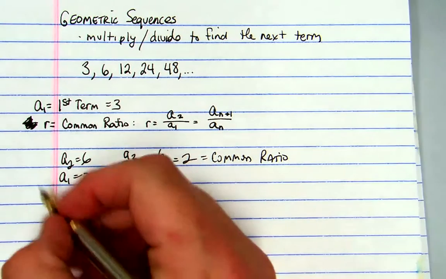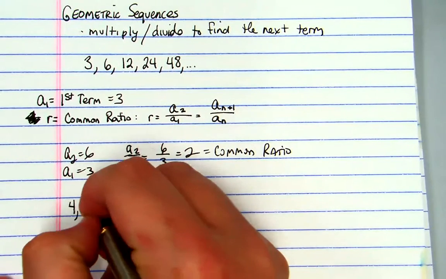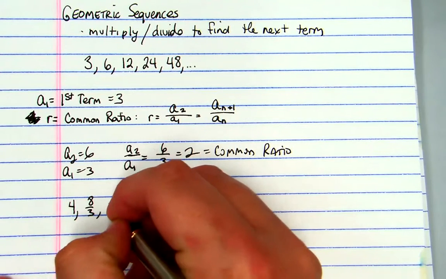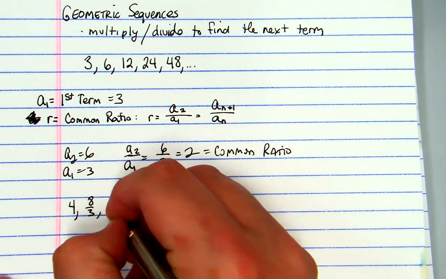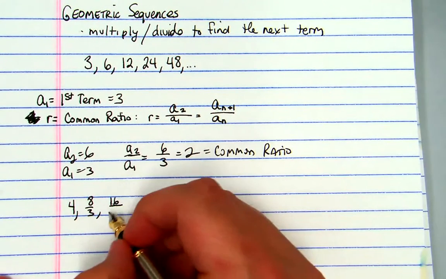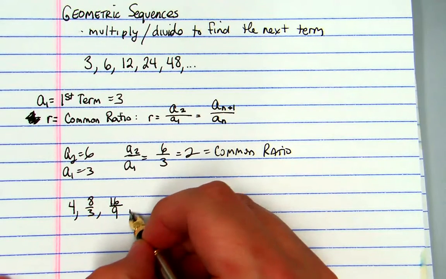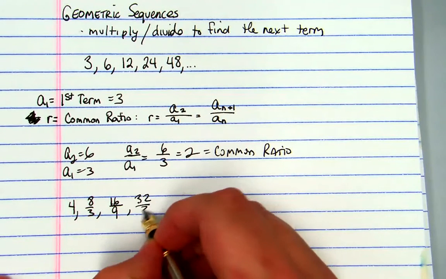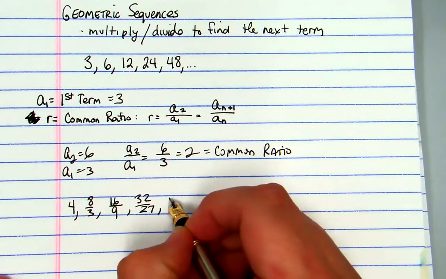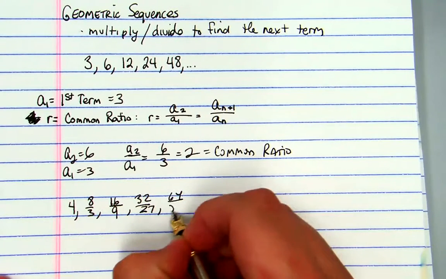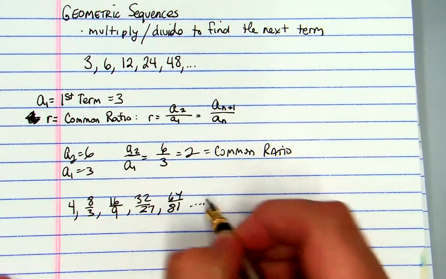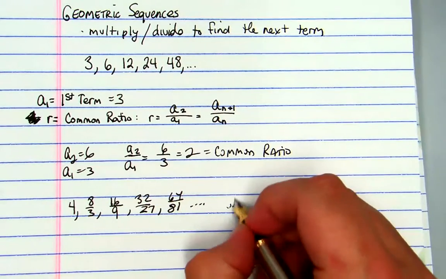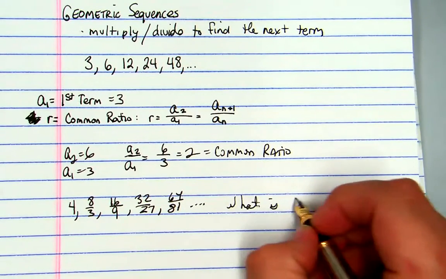For example, if you have 4, 8/3, 16 ninths, 32 over 27, 64 over 81, what is r?